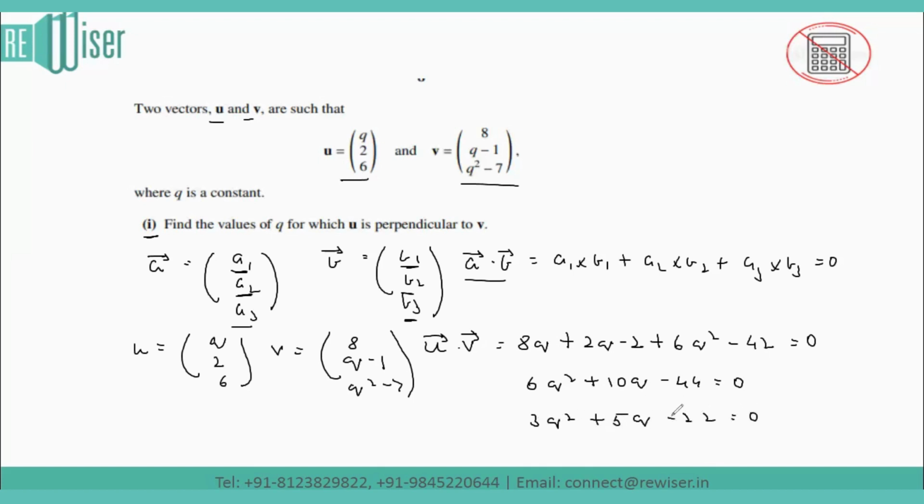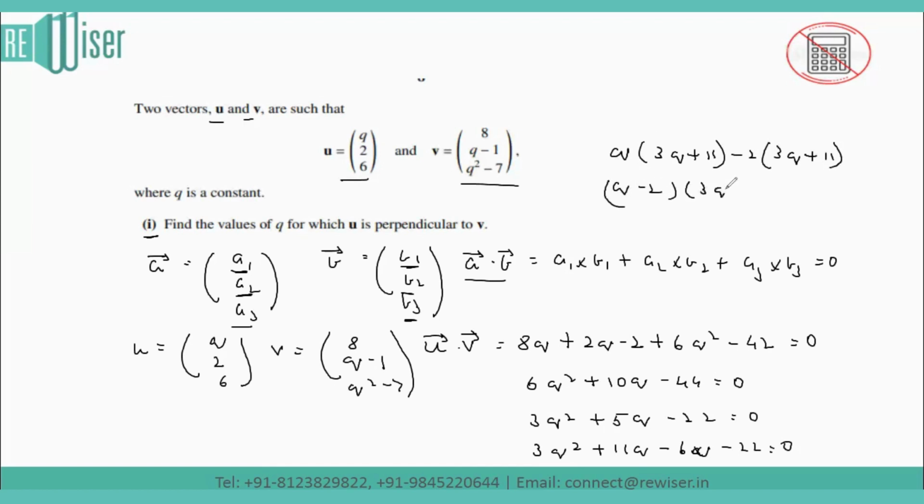22 into 3 is 66. So splitting the middle term, I get 3q square plus 11q minus 6q minus 22 equal to 0. From the first two terms I take q common, leaving 3q plus 11. From the last two I take minus 2 common, leaving 3q plus 11. So this factorizes as q minus 2 into 3q plus 11, and that should be equal to 0 because u and v are perpendicular.